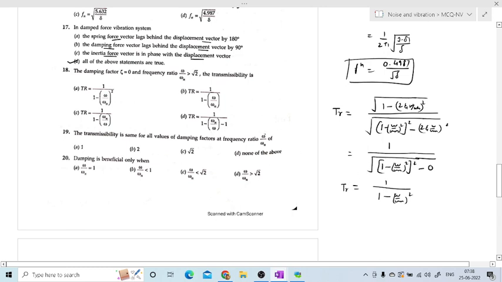Okay, so when the zeta is 0, the transmissibility will become 1 minus omega by omega n square. So it is 1 minus omega by omega n square. So the answer is A. Okay, so answer for 18 is A.